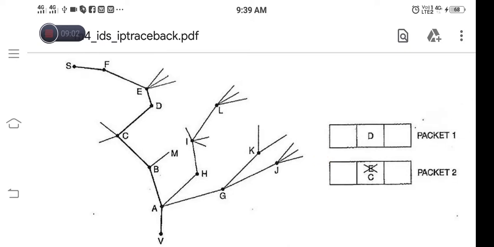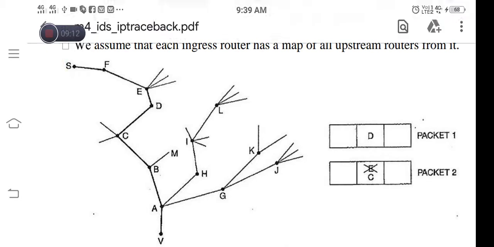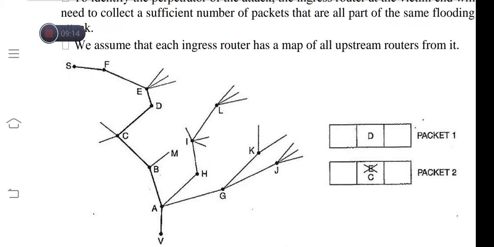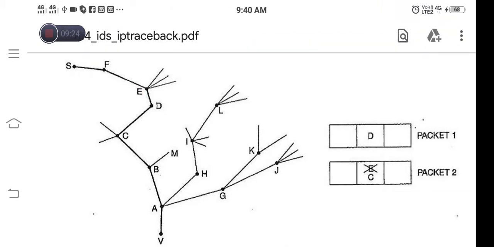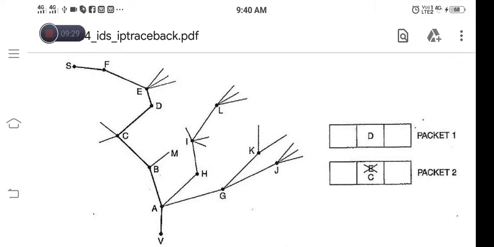Okay, so here the symbol S stands for the source of the attack and V stands for the victim. So in between the source and the victim we have various other intermediate routers: F, E, D, C, B, M, H, G, I, L, K, J, all these are the routers between S and V.